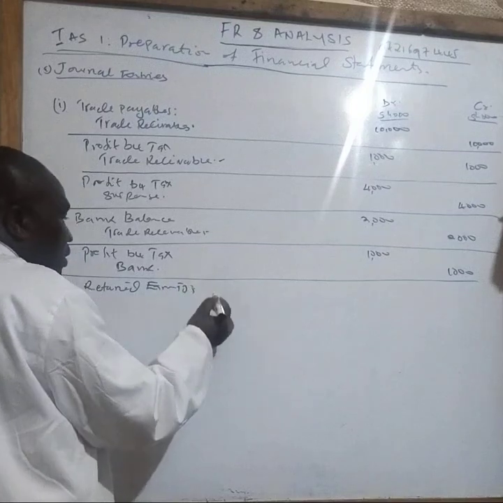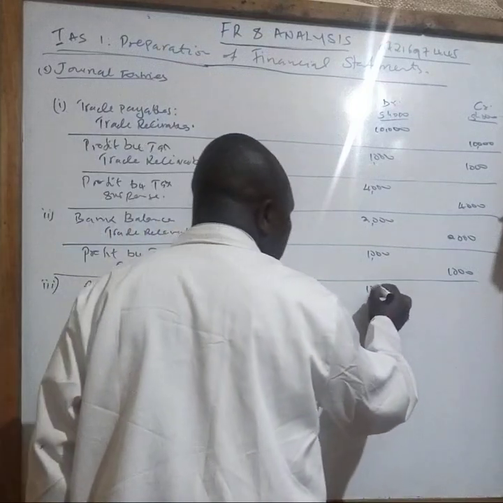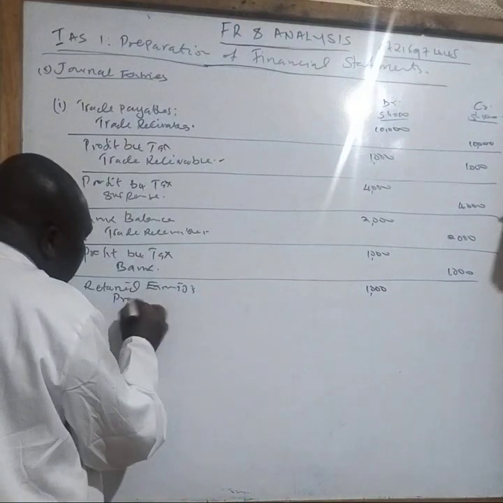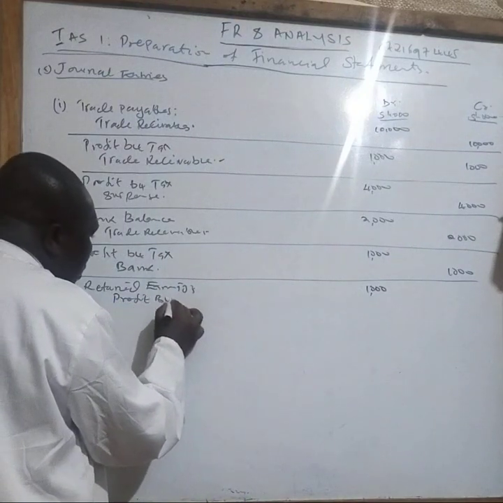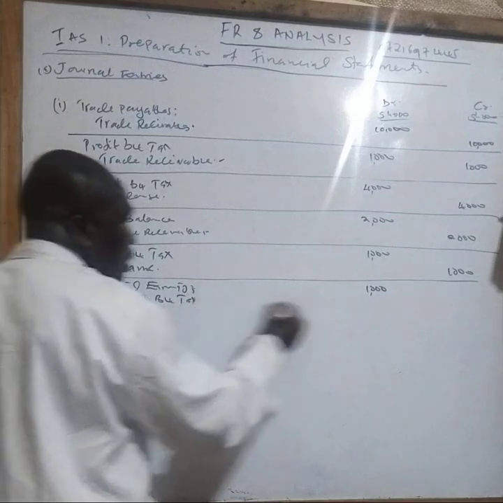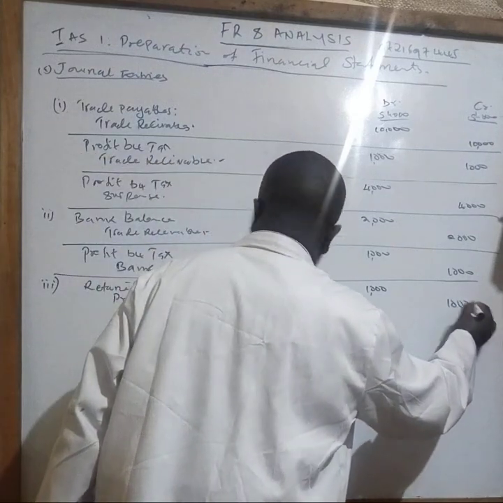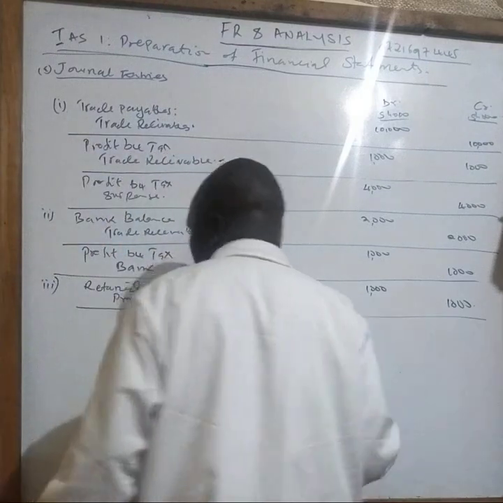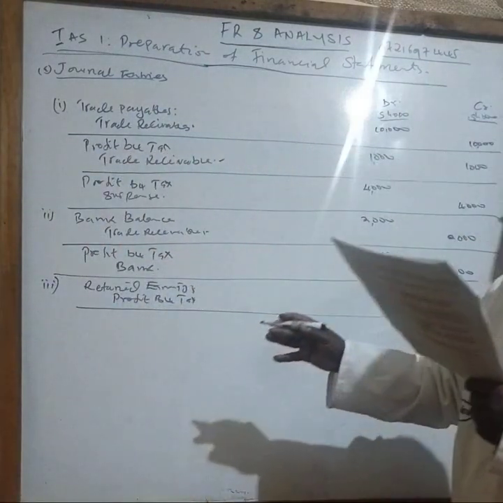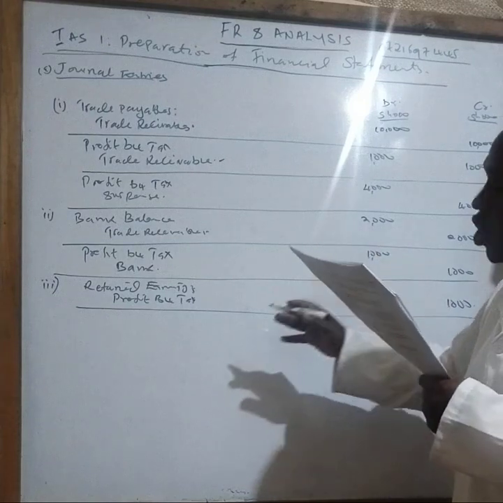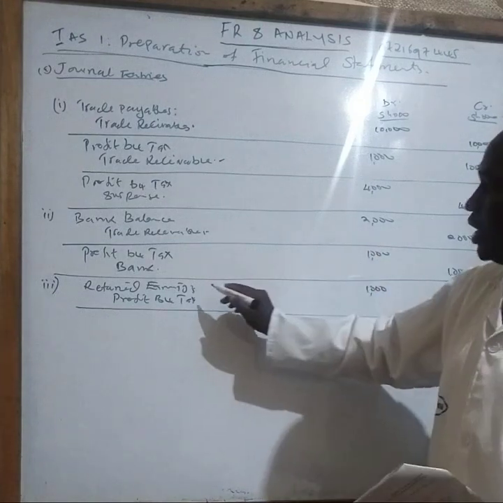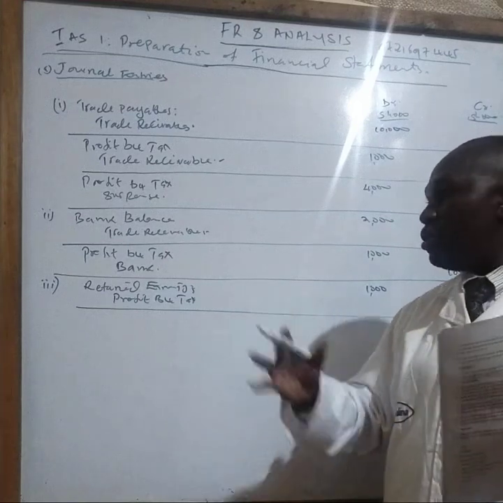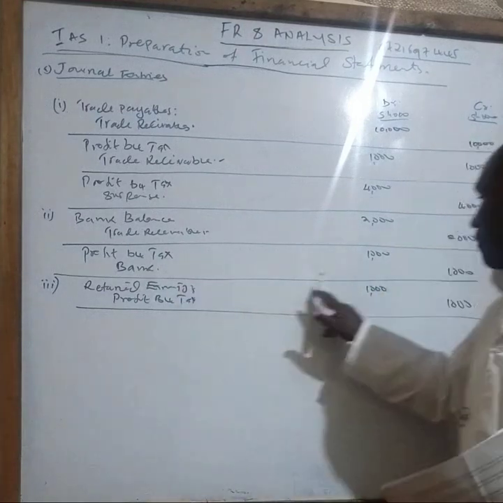brought down by how much? 1,000. Then you credit profit before tax 1,000. So now say, being the correction on stock overstated. So at the beginning it means that profit brought down is overstated by 1,000.